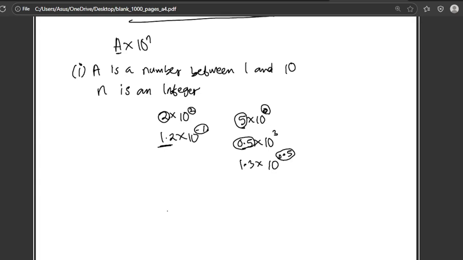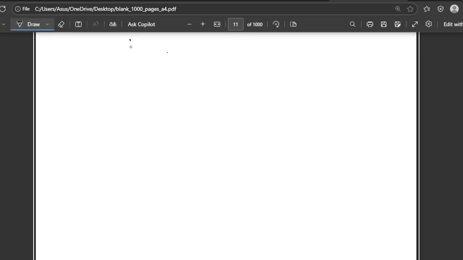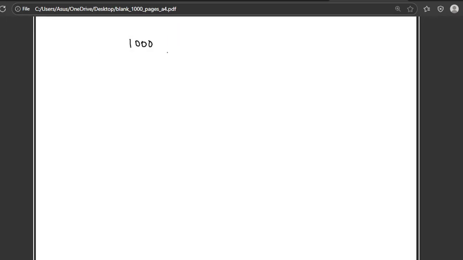And then we have what we call the ordinary form. The numbers in ordinary form are the normal numbers we know. Write 1000 in ordinary form. Write 0.0005 in ordinary form. They are all in their ordinary form. And we can convert from standard form to ordinary form.